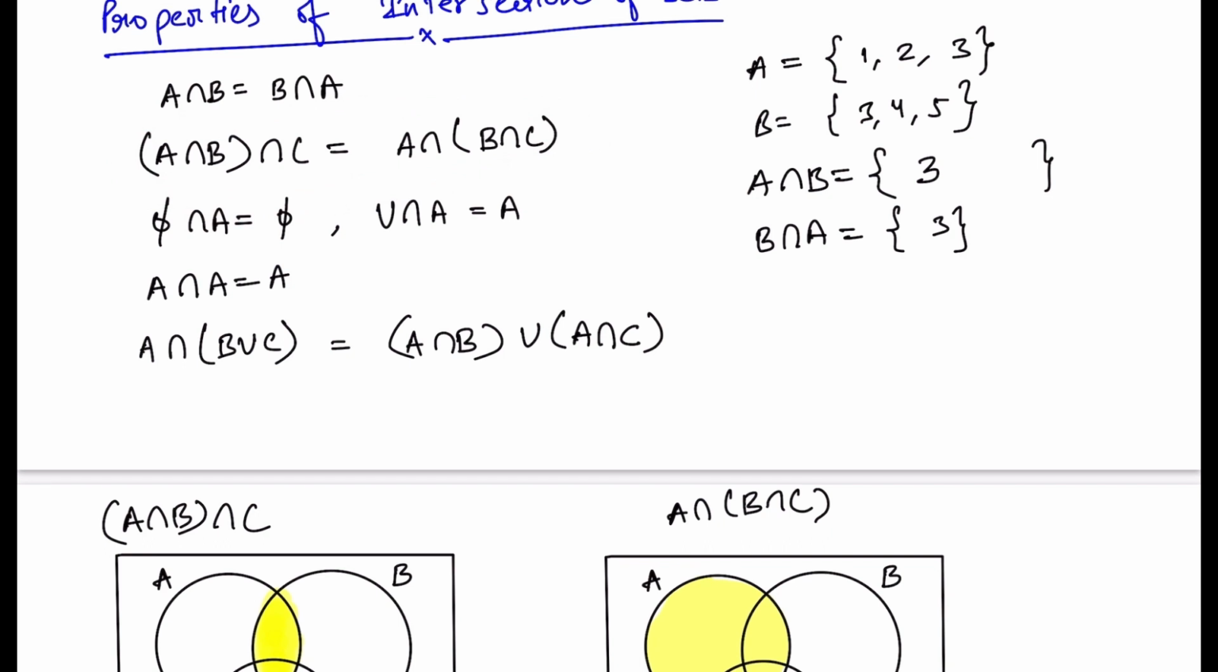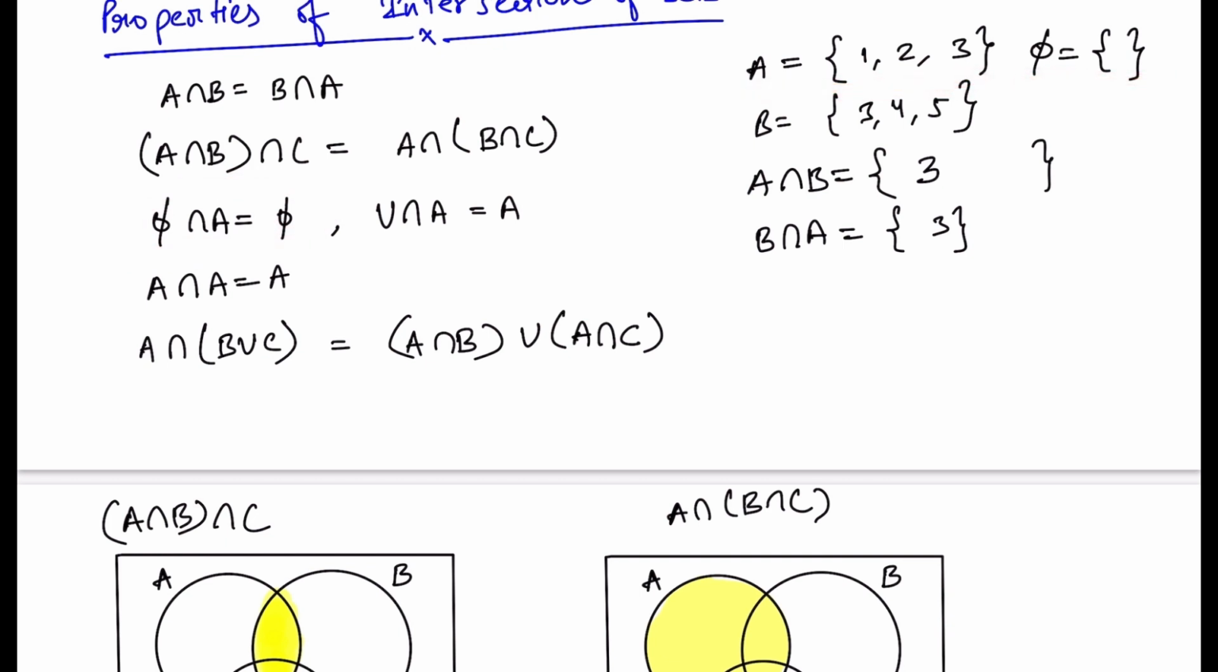Now we'll move on to our third property, which is phi intersection A. So how do you prove phi intersection A? Let phi be the set. Phi is actually the null set. That means phi does not have any element. So what are the common elements between phi and A?